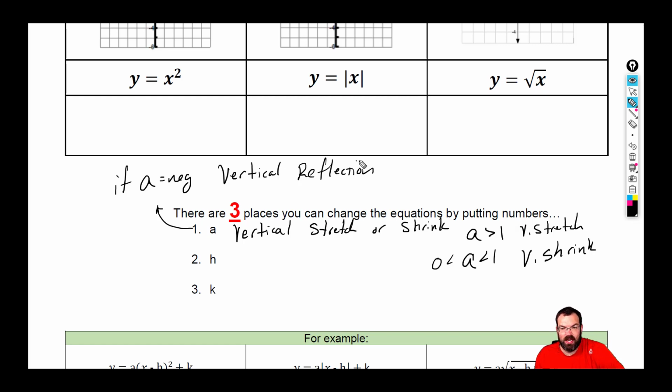Okay, so it's like upside down. All right, that's the a. That's all the a does. We'll talk about that in a little bit, but that's it for the a value.